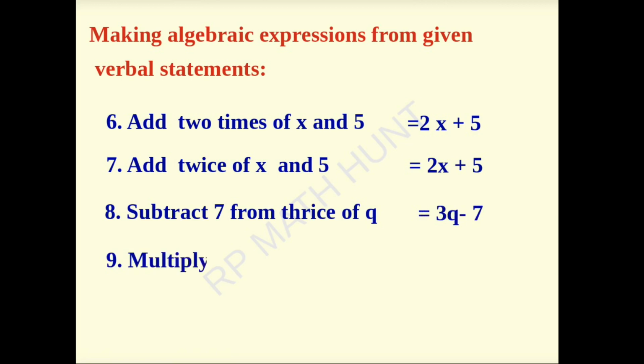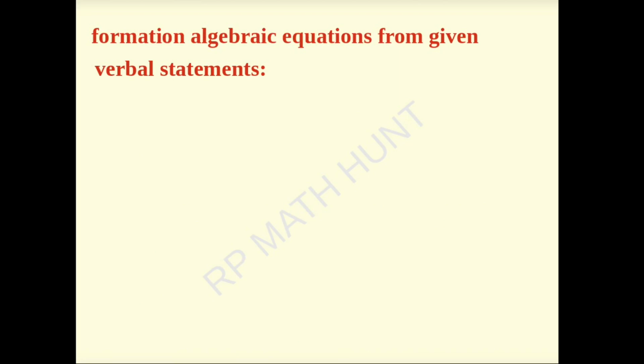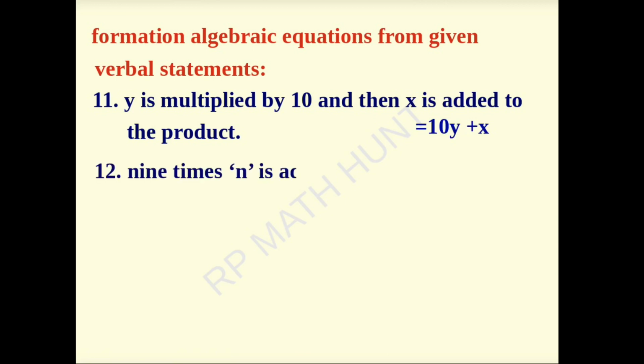8. Subtract 7 from thrice of q, that is 3q minus 7. 9. Multiply t and s: t into s. And 10th, quotient of x and 5, that is x by 5, or we can say this is x divided by 5. 11. Y is multiplied by 10 and then x is added to the product. That is 10y plus x. 12. 9 times n is added to 10: 9n plus 10.